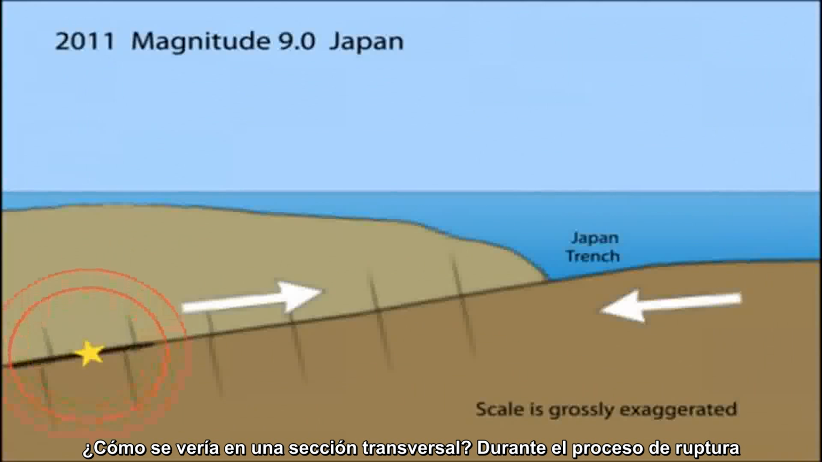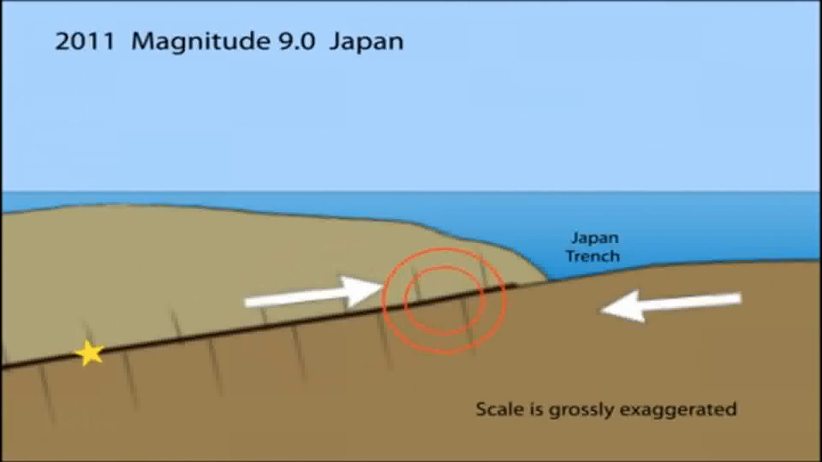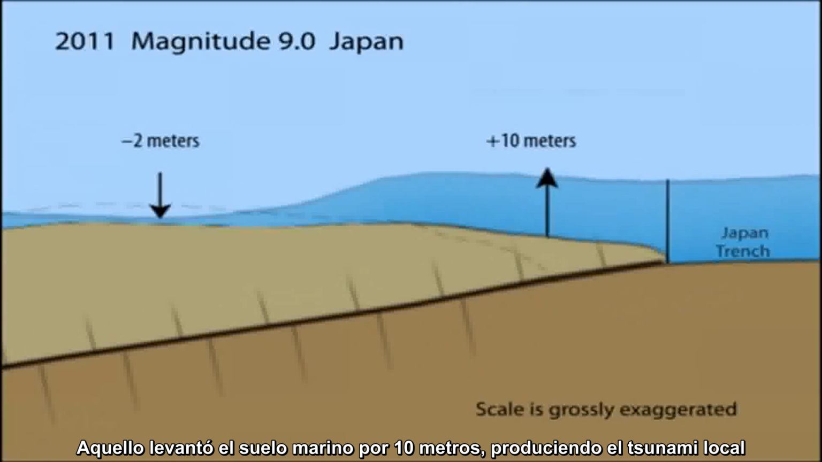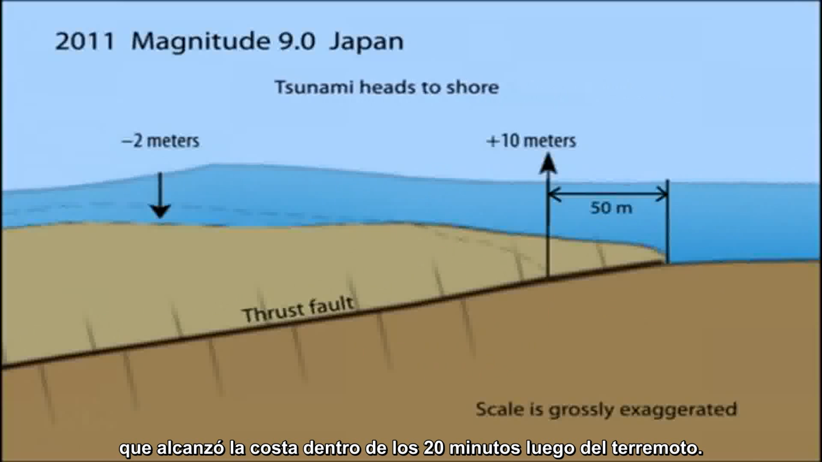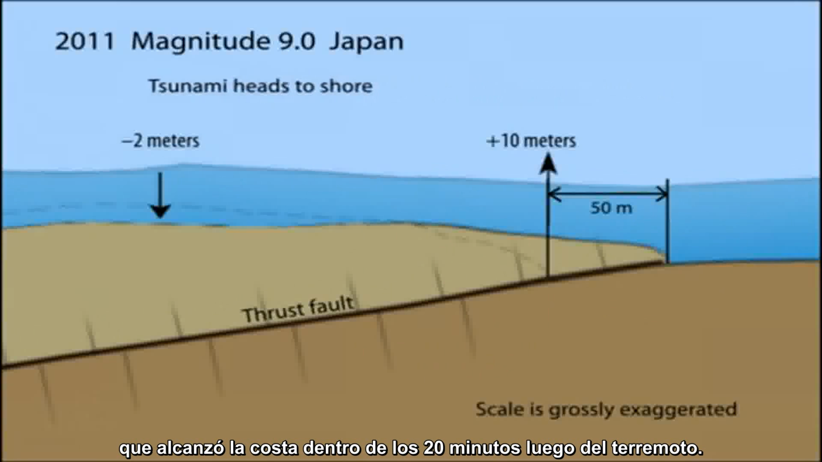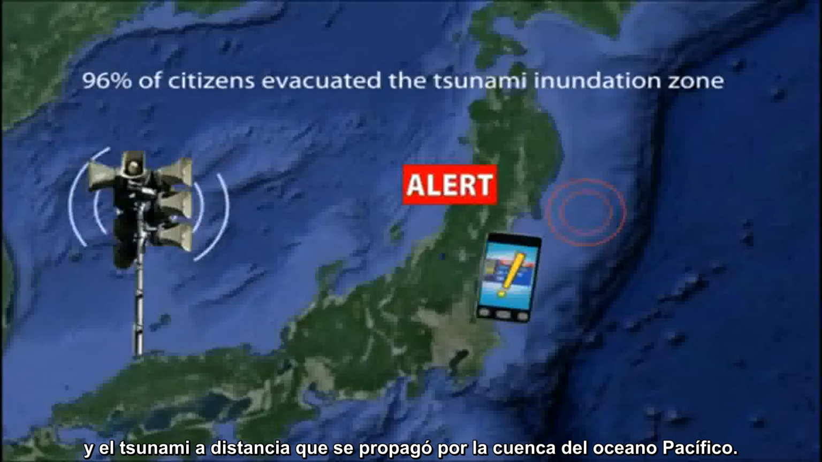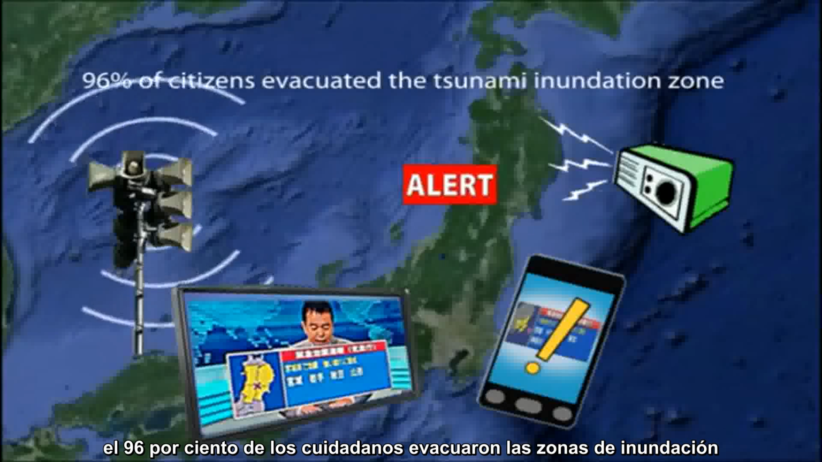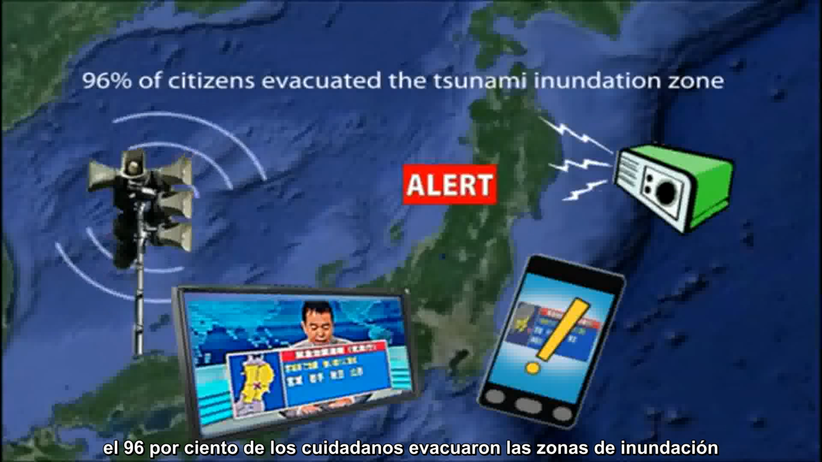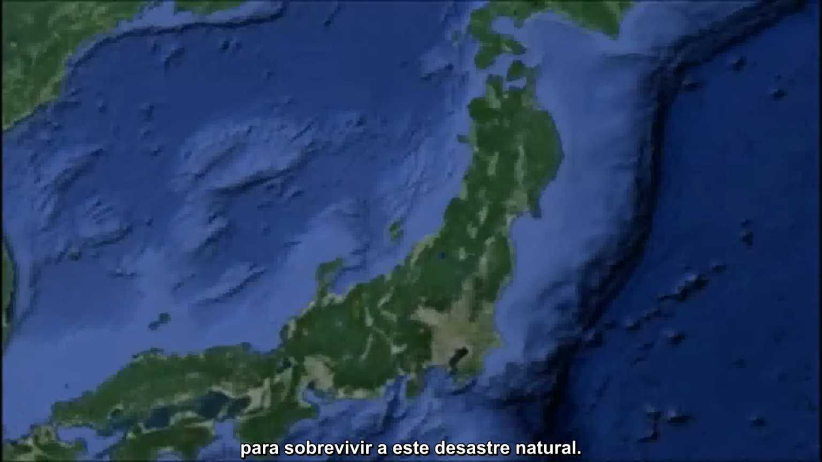During the rupture process, the overriding plate slid up the west-dipping fault plane. That uplifted the seafloor by 10 meters, producing the local tsunami that rushed on shore within 20 minutes of the earthquake, and the distant tsunami that spread over the Pacific Ocean basin. Due to effective emergency education, 96% of the citizens evacuated the tsunami inundation zone to survive this natural disaster.